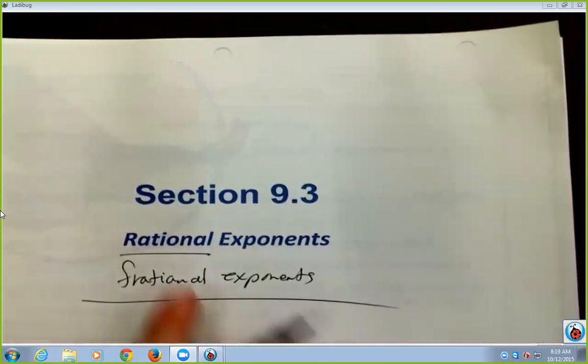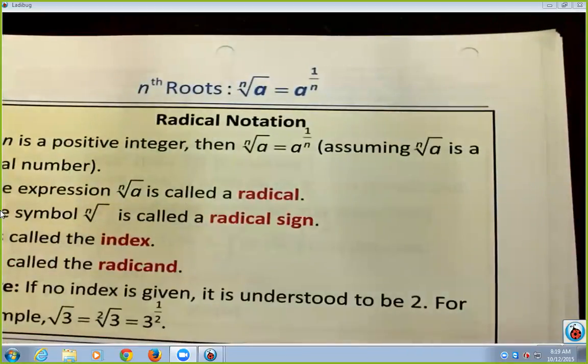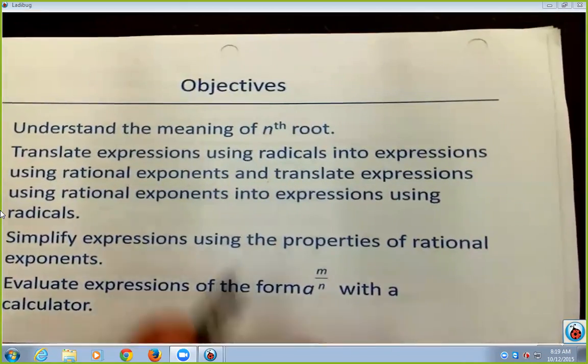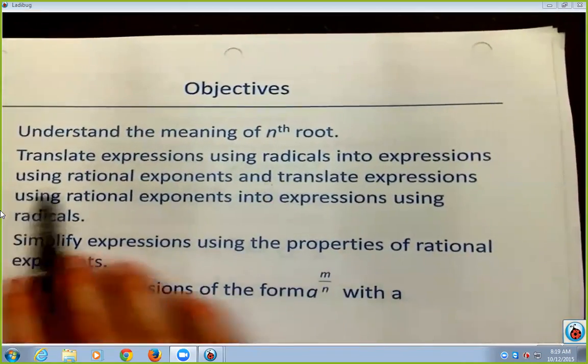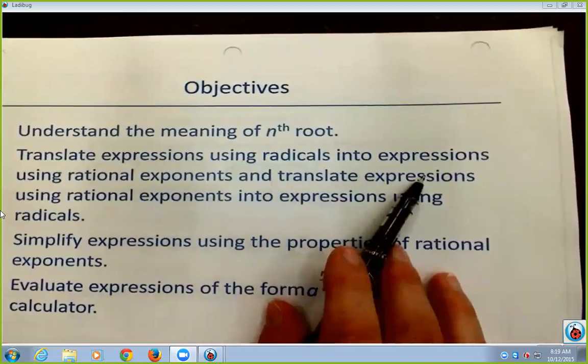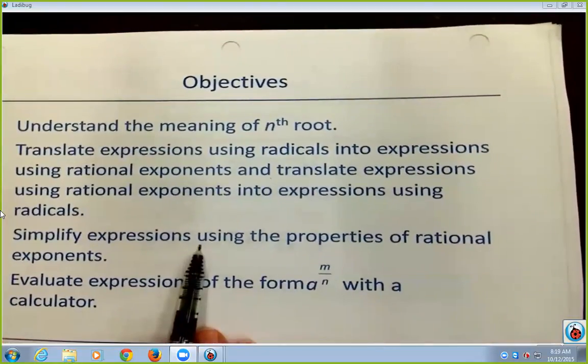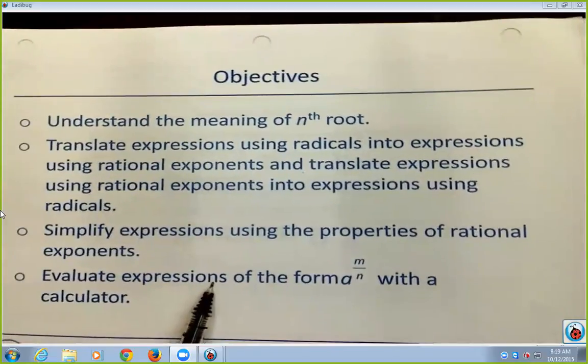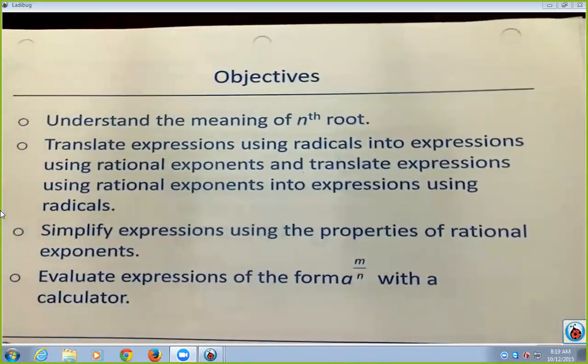And we worked with rationals back in chapter 7. These, of course, are not as hectic as those happen to be. So first, we're going to understand what's meant by the nth root, translate the expression to radicals. We're going to simplify the expression using the properties, and then we're going to evaluate expressions in the form of m over n with a calculator. So you're going to have to use your calculators again today so that we have that in place too.